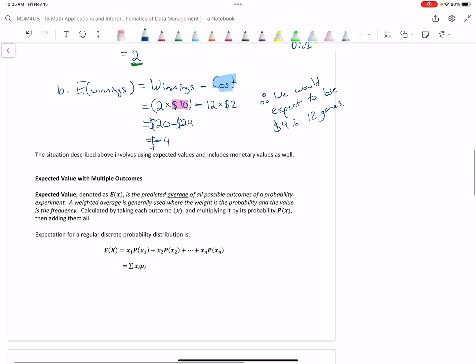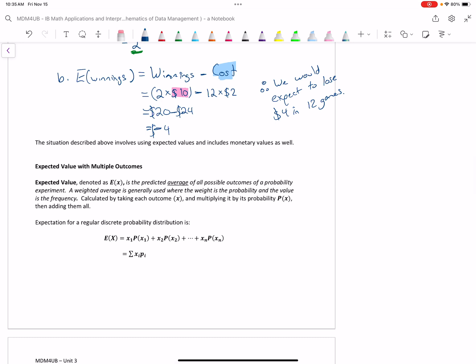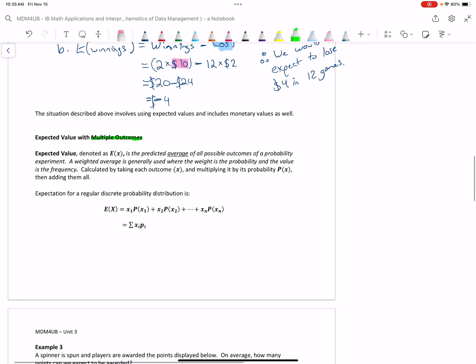So we're assigning values to these things. The next part we're going to look at with expected values is when you have multiple outcomes. And this applies in a lot of different situations. So we said expected value we're denoting as E of X is the predicted average of all the possible outcomes of a probability experiment.